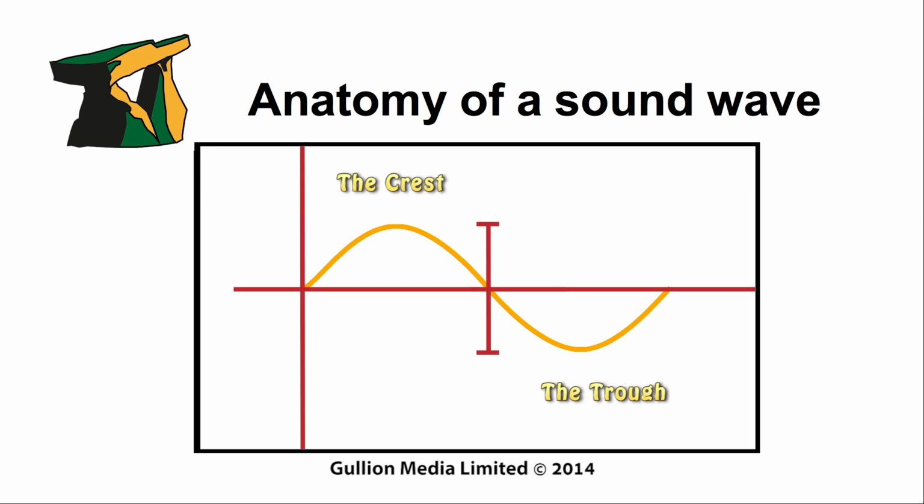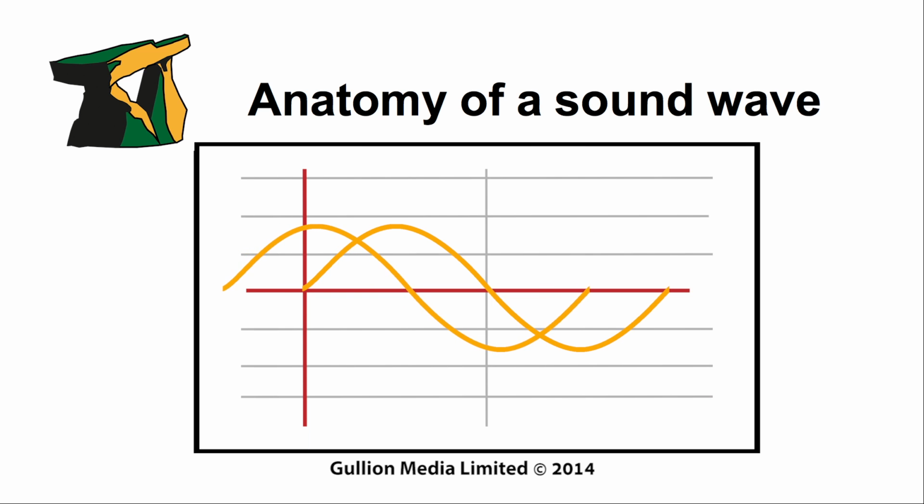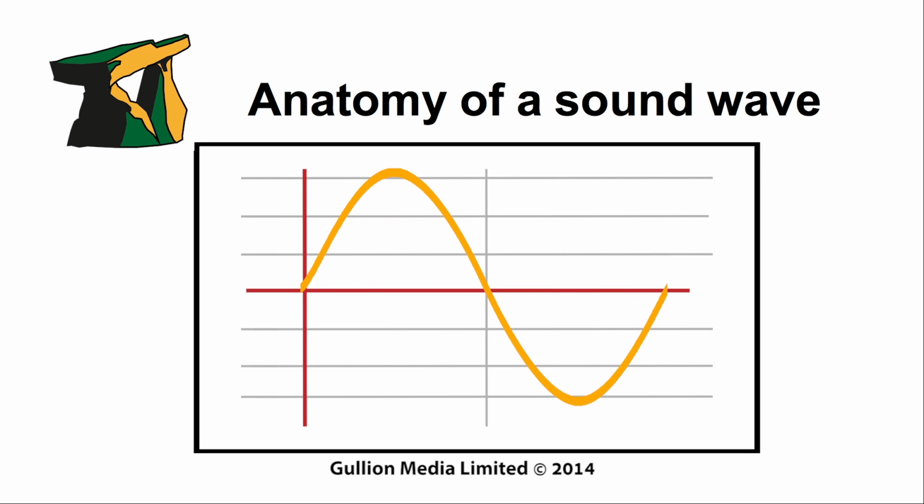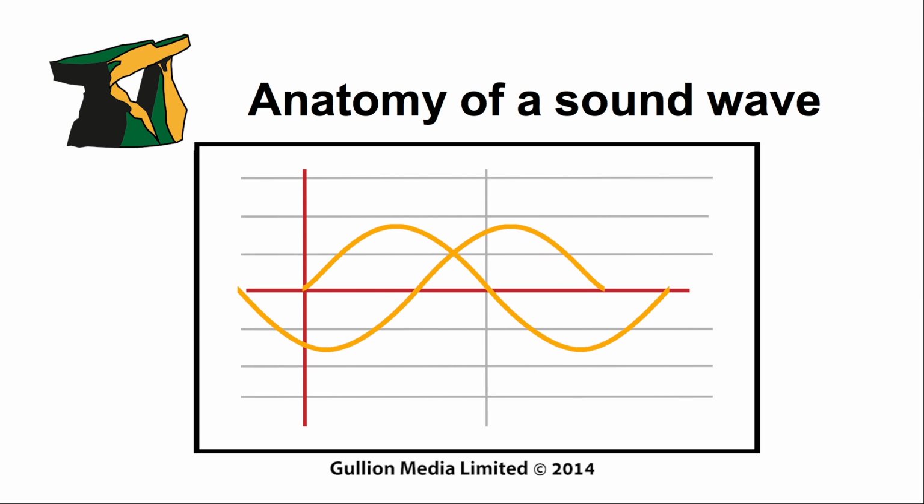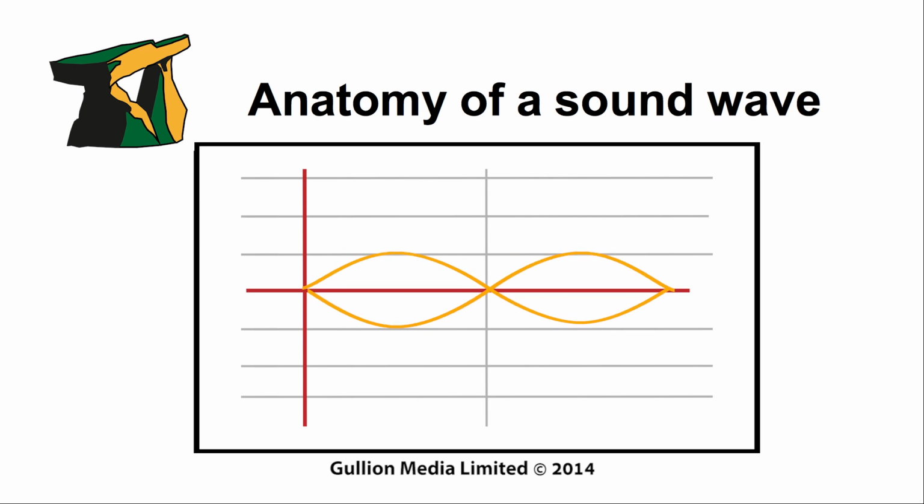The height of each crest and trough determines the amplitude, which defines how loud it sounds. This is measured in decibels. When two waves are combined with the same amplitude and frequency, the amplitude is doubled. In other words, it's twice the volume. If two waves with the same amplitude and frequency, but opposite crests and troughs are combined, they cancel each other out.